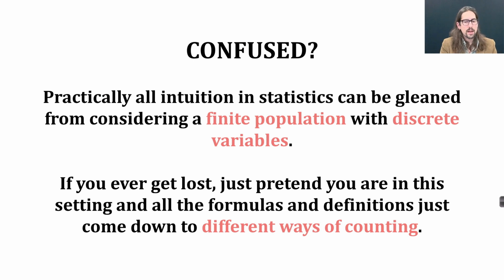I'm firmly of the opinion that practically all intuition in statistics can be gleaned from considering a finite but possibly very large population with discrete variables. So if you have age, just think of age as discrete, counted in days, right? There's a lot of days in a year, and there's several years in a lifetime, so there's a lot of possible values that age could take, but it's still a finite number, and so you can still conceptually think of it as a density, a mass function in a table.